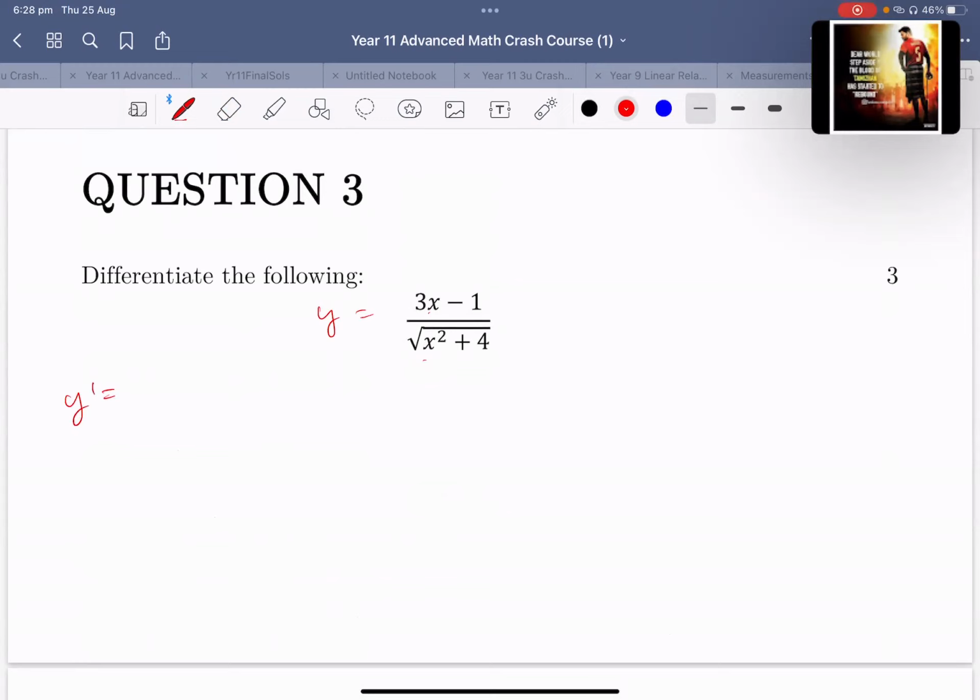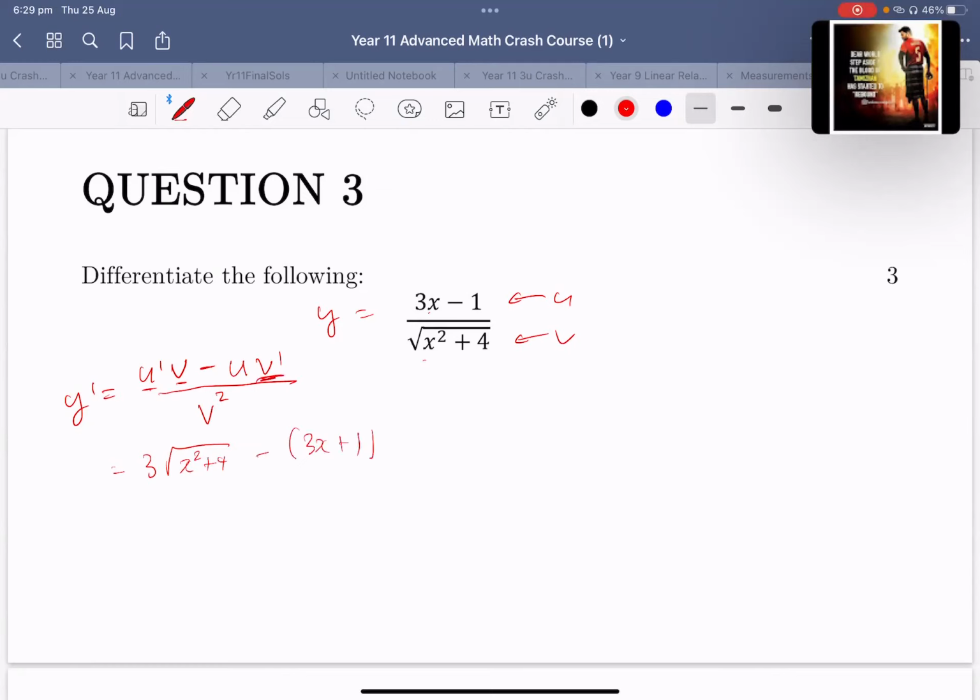And to remind you of what that is, basically the derivative is equal to u dash, the derivative of the numerator, multiplied by the denominator as it is, minus the numerator as it is, multiplied by the derivative of the denominator, over the denominator squared. So applying that, u dash is going to be 3, v as it is, root x squared plus 4, minus u as it is, 3x plus 1.